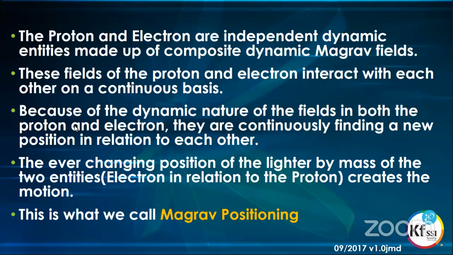Because of the dynamic nature of the fields in both the proton and electron, they're always wanting to find that position. As something changes in the proton, the electron will have to adjust and move, and vice versa. The electron will adjust, the proton adjusts. So the two are always interacting with each other. And the ever-changing position of the lighter by mass of the two entities, in this case the electron in relation to the proton, gives us that motion. This is essentially what we would call mag-rev positioning within a single atom that has a proton and an electron.